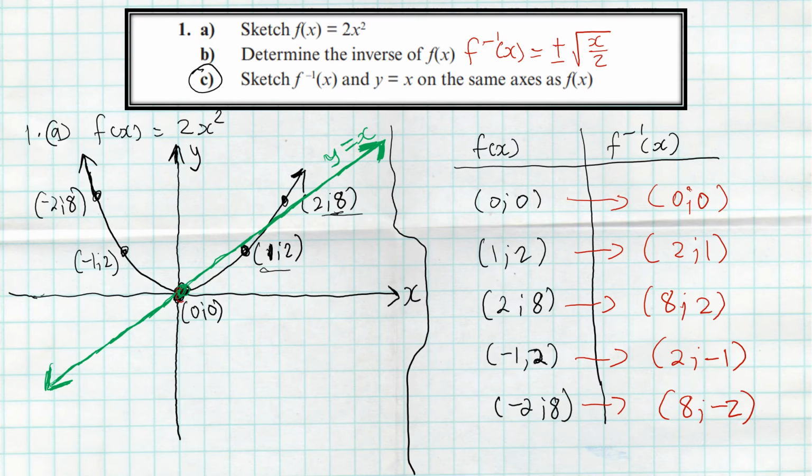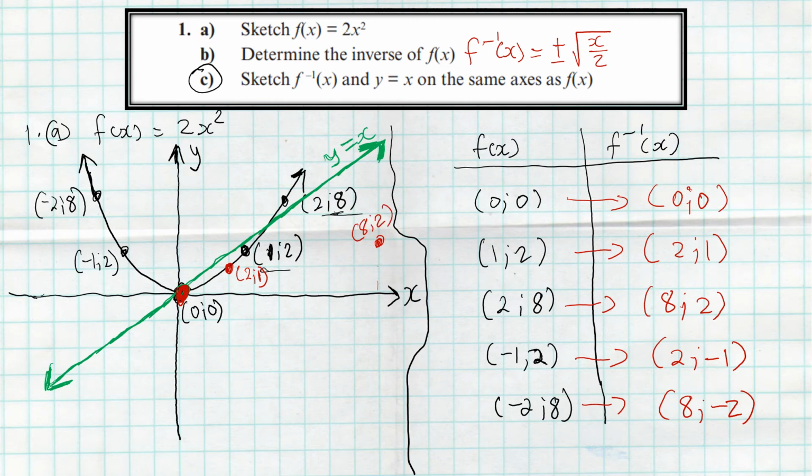So 0 and 0, our inverse is still there at 0 and 0. Then 2 and 1, somewhere there. Is it 2 and 1? Okay, great. Then 8 and 2: 1, 2, 3, 4, 5, 6, 7, 8, just here, and 2 probably there. That's our 8 and 2.